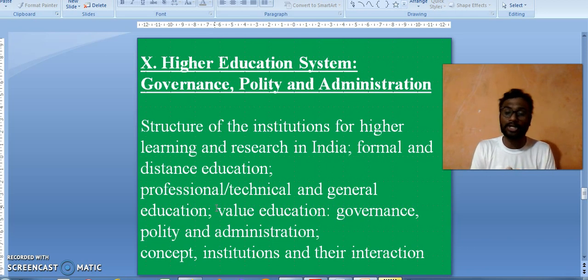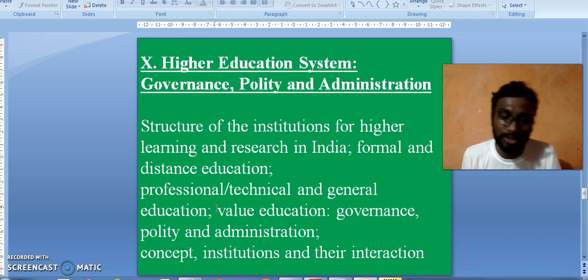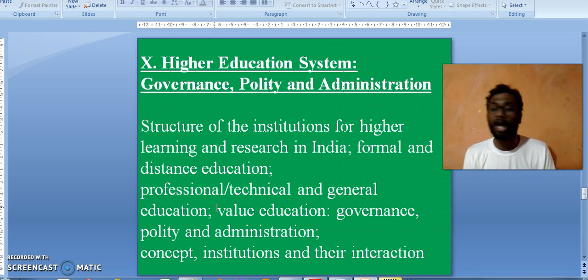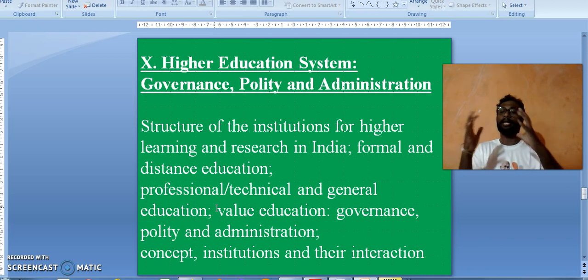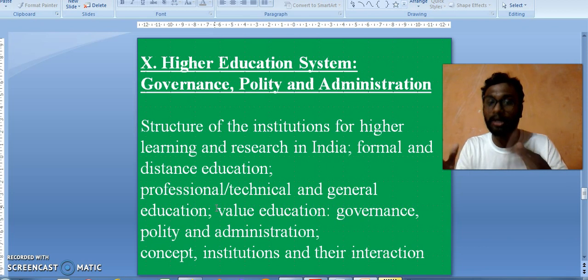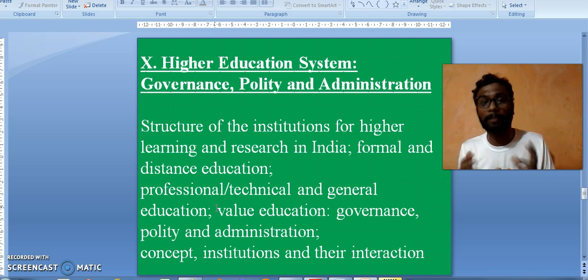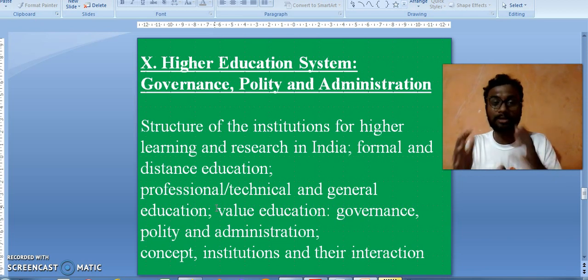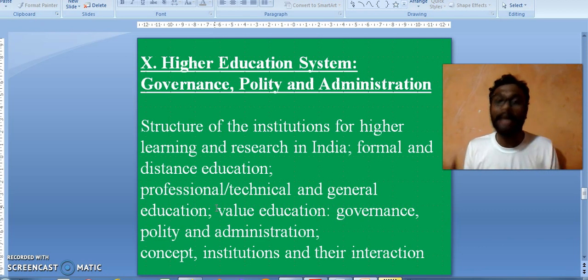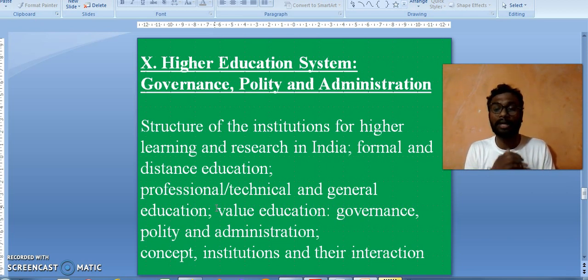Professional, technical and general education, value education, governance, polity and administration. Polity and administration: concepts, institutions and their interaction, how the institutions are being impacted from one institution to another, what are the steps to increase the policy of higher education, by what process it should be implemented, to whom it should be implemented, in what places it should be implemented. So all these questions will be part of the higher education system. Governance, the political system of our country, and the administration. These kind of questions will be covered in part 10. So finally we are done with the syllabus of Paper 1 of the National Eligibility Test.